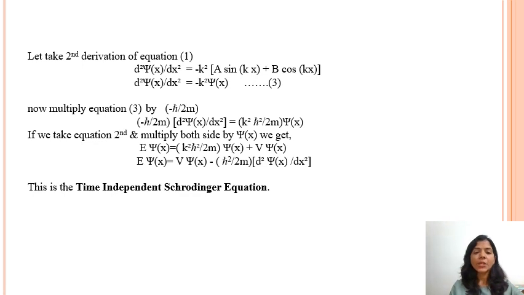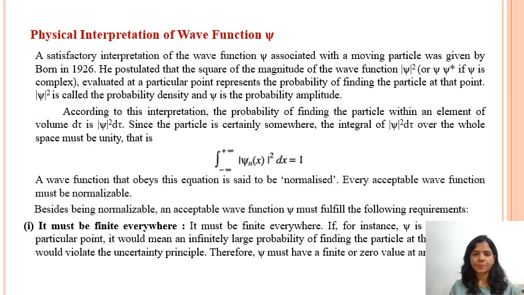Now multiply equation 3 by minus h cross square upon 2m. We get minus h cross square upon 2m d2 psi upon dx2 equal to k square h cross square upon 2m psi(x). If we take equation 2 and multiply both sides by psi(x), we get E psi equal to k square h cross square upon 2m psi(x) plus V psi(x). So E psi(x) equal to V psi(x) minus h cross square upon 2m d2 psi(x) upon dx2. This is the time independent Schrödinger equation.